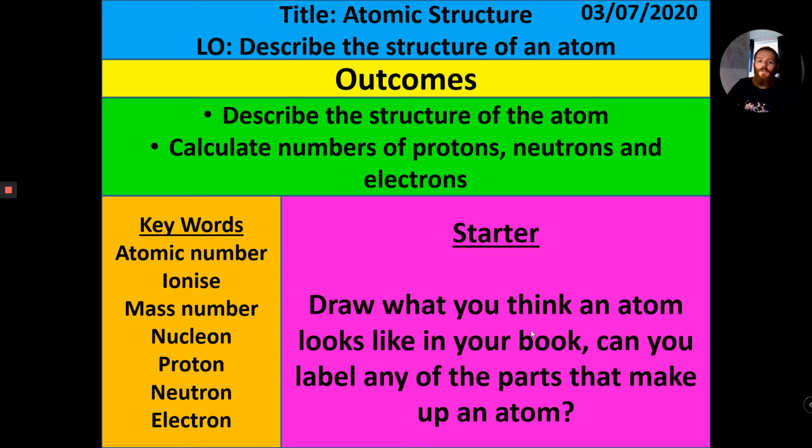All I want you to do to start off with is draw, just from memory if you can, what you think an atom looks like. It says in your book, do it on a piece of paper or wherever you want. Once you've drawn it, can you label any of the parts that make up an atom? Just pause the video, don't spend more than 60 seconds doing it, a quick little diagram, and then I'll show you a diagram of an atom in a minute and you can see if you've got any bits right or what you've got wrong.